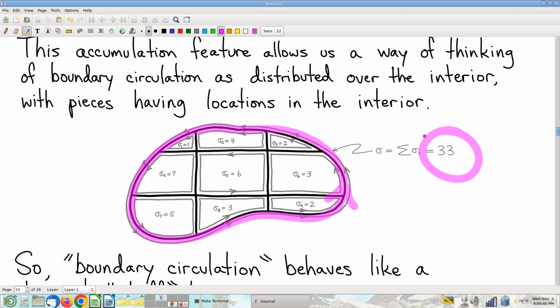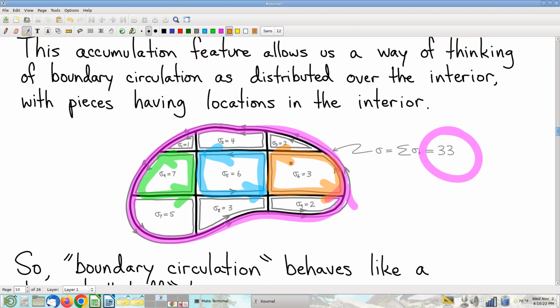But the thing about it is, that 33 is the sum of that circulation plus that circulation plus this circulation plus all these other circulations, right? This 33, I could very reasonably think of as being, well, 7 of it is over in this green region, and 6 of it is over here in this blue region, and 3 of it is over here in this orange region. I could think of that boundary circulation that I measure on the boundary as actually being distributed throughout the interior, just like mass is, right?